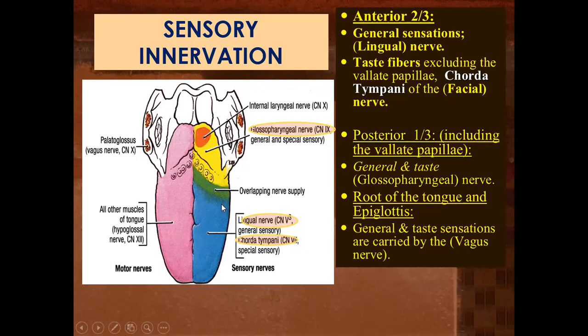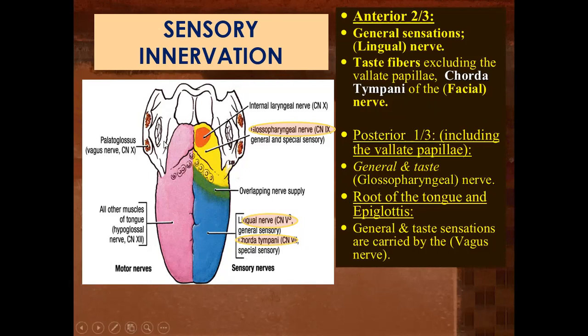Coming to the sensory nerve supply, the general sensation of the anterior two-thirds is supplied by the lingual nerve. And the special sensation, the taste fibers, come from the chorda tympani, a branch of the facial nerve. So the chorda tympani branch of the facial nerve carries the special sensation, that is the taste sensation. General sensation, touch, pressure, and other general sensations are carried by the lingual nerve. So this is about the anterior two-thirds.